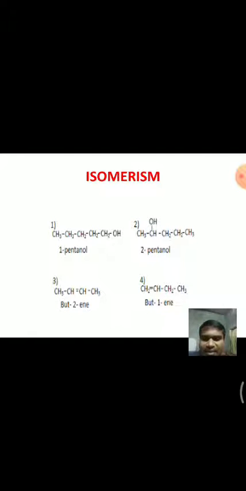And in the third and fourth, the below two compounds, one is 2-butene and another one is 1-butene. Again the molecular formula is the same for these two compounds, C4H8, but these are two different compounds, 1-butene and 2-butene. Hence these are said to be isomers.